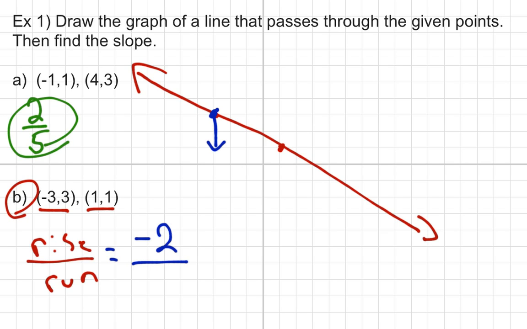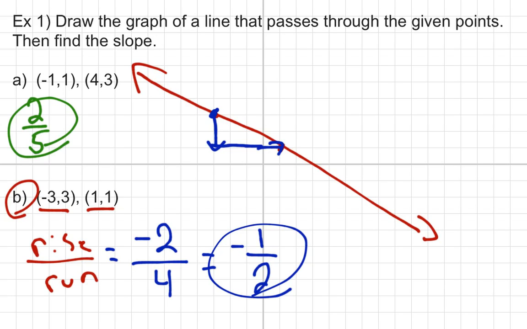Then I have to turn and go towards the right. 1, 2, 3, 4 places to the right to get to my destination. Since I'm going to the right, that's a positive number, so that's a 4. Just like any ratio, I do want to reduce. So 2 over 4 becomes 1/2, and don't forget that that's a negative number. All right, so I get a negative 1/2 for that one.